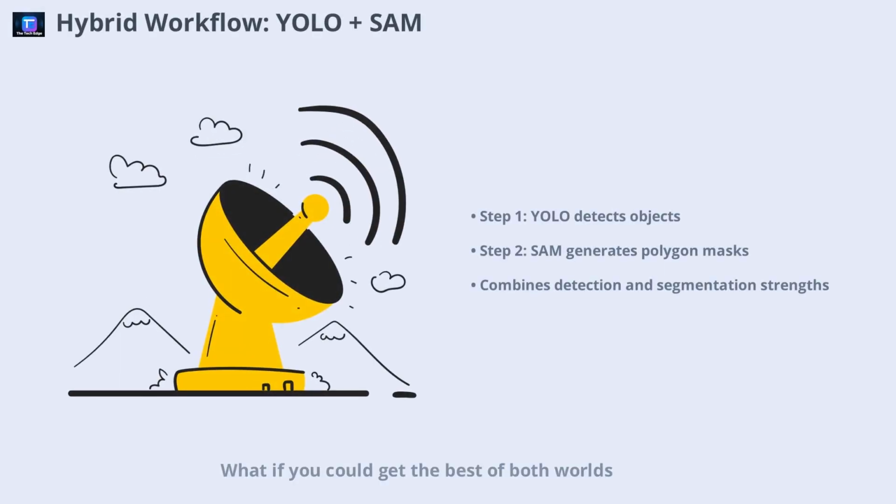What if you could get the best of both worlds? The most effective geospatial workflows today combine YOLO and SAM. First, YOLO detects and localizes objects in massive datasets. Then, SAM takes those detections and generates precise polygon masks. This hybrid approach delivers unmatched detection accuracy and segmentation quality, speeding up processing and unlocking full spatial intelligence for advanced analytics.